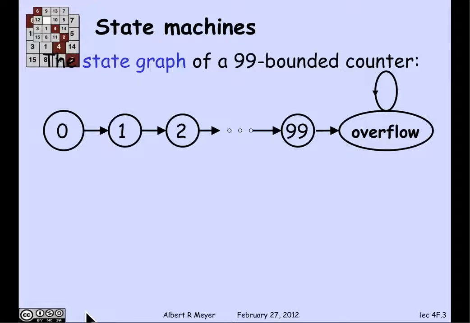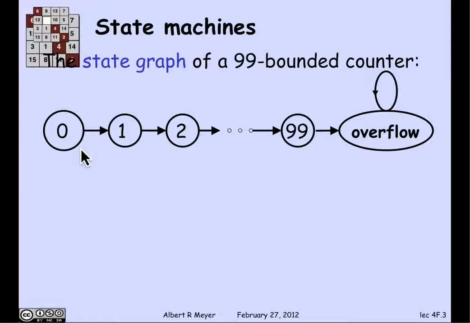This is a description of a state machine that counts to 99. So the circles are indicating what its states are. We've named them from 0 through 99. And then there's a final state called overflow. And that funny arc is an indication that if you're in overflow mode and you make another step by following the arc, you get back to overflow mode. But if you're in 0, you can make a step to 1. And if you're in 1, you can make a step to 2, and so on.